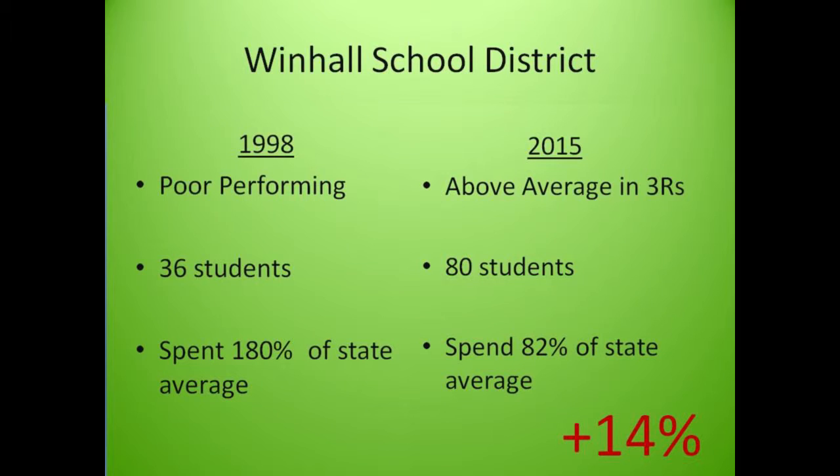Let's start by taking a look at what this might mean at the district level, the Winhall School District. Back in 1998, Winhall had a very poorly performing school. It was a little small township, down to 36 students, K through 8, and they were spending 180% of the state average. People were unhappy with their school.